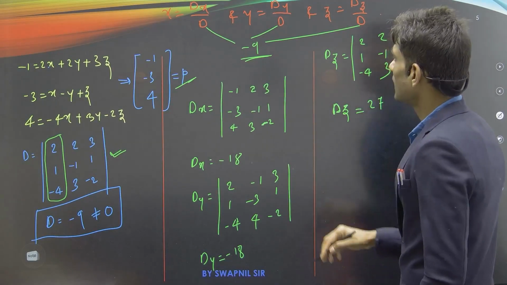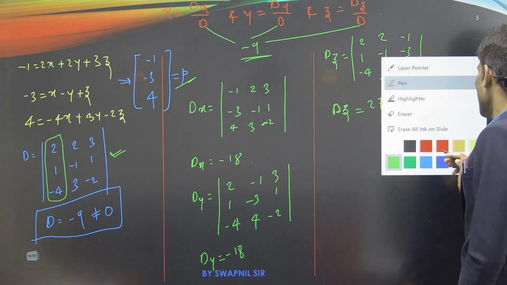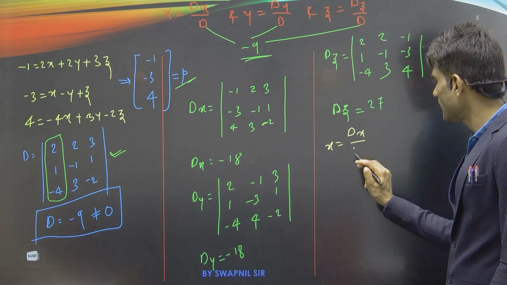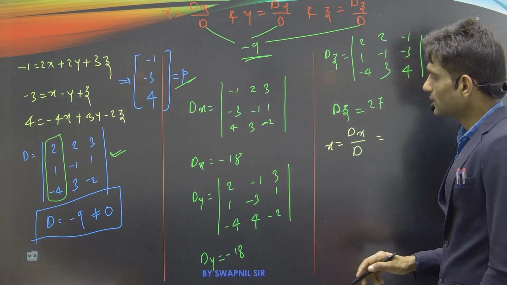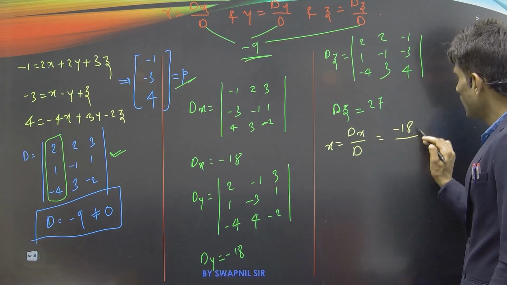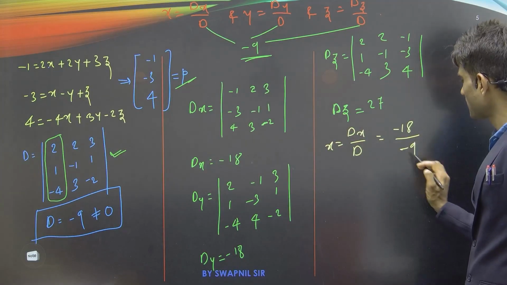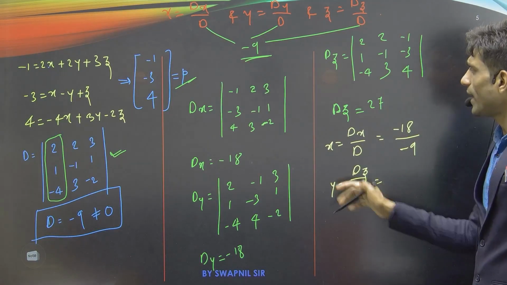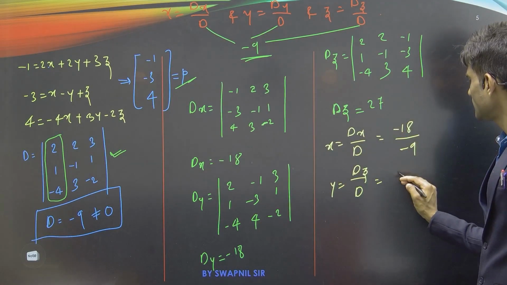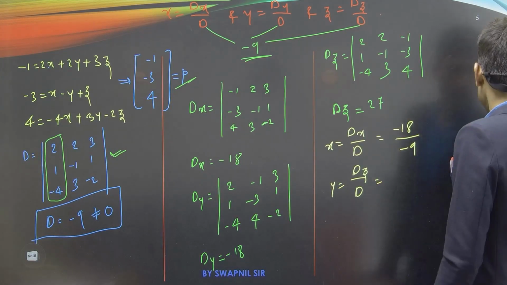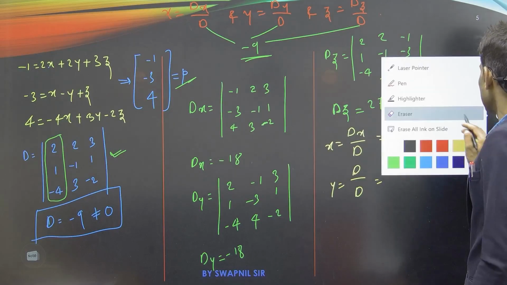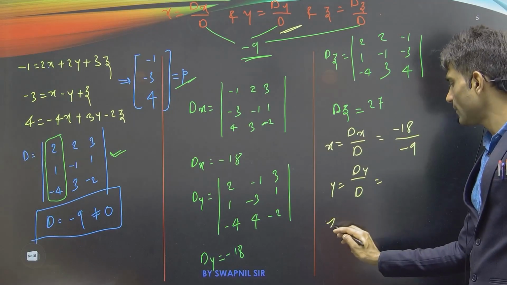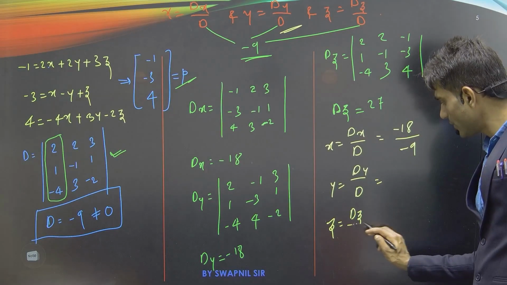You will get the value for dz as 27. Now we want the values for x, y, z. For finding x, y, z, we write x equal to dx divided by d. The value for dx is -18, and the value for d is -9. Similarly y is equal to dy divided by d, sorry, not dz. We are finding the value for y, so y can be written as dy divided by d, and z can be written as dz divided by d.